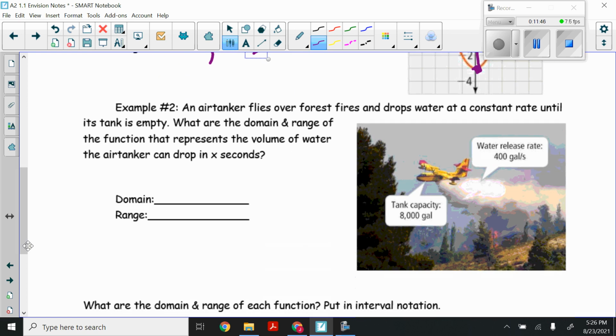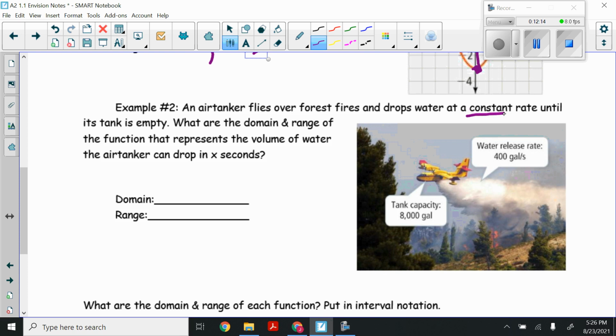An air tanker flies over forest fires and drops water at a constant rate, okay, so constant rate, until its tank is empty. What are the domain and range of the function that represents the volume of water the air tanker can drop in x seconds? The picture, we don't have a graph, but it tells me that it releases water at a rate of 400 gallons per second and that the tank capacity is 8,000 gallons.